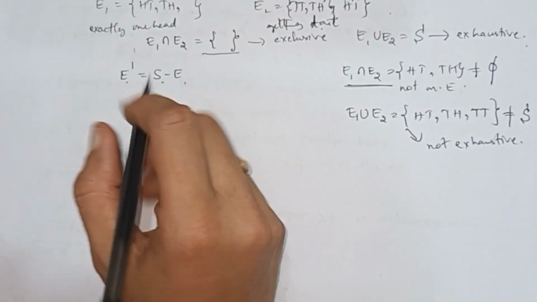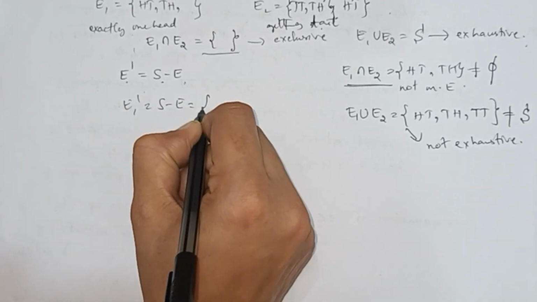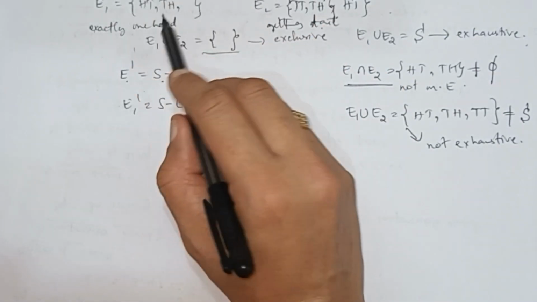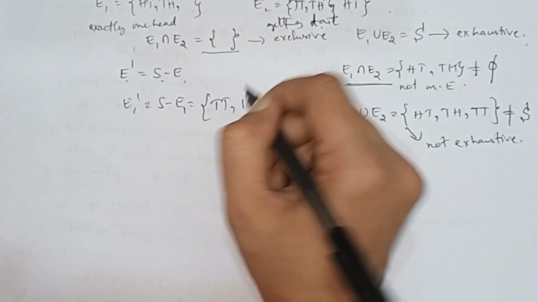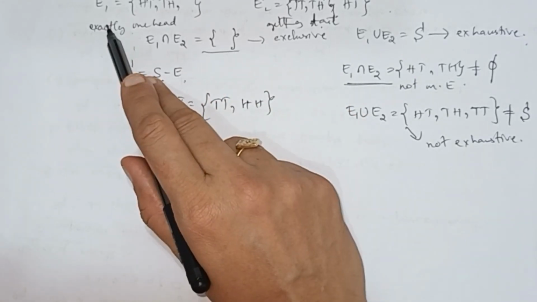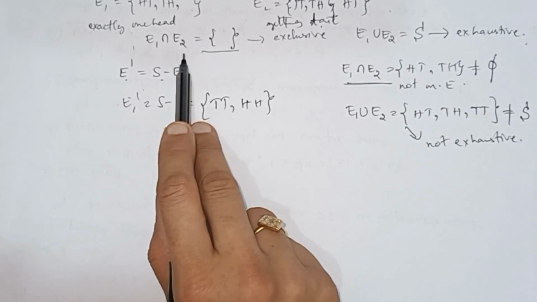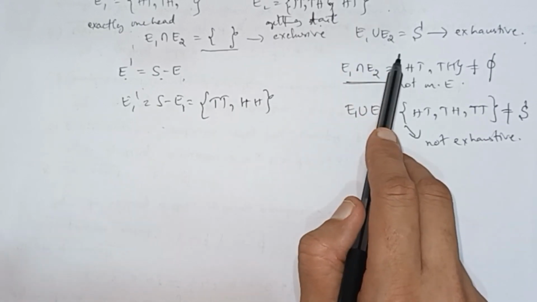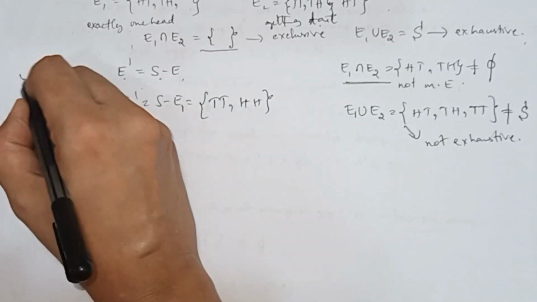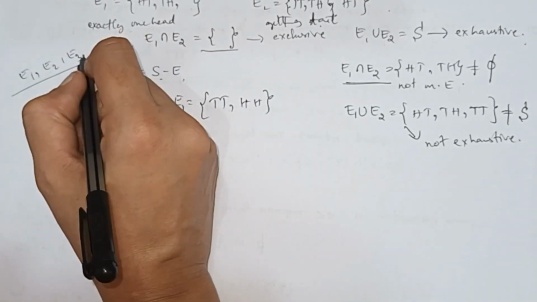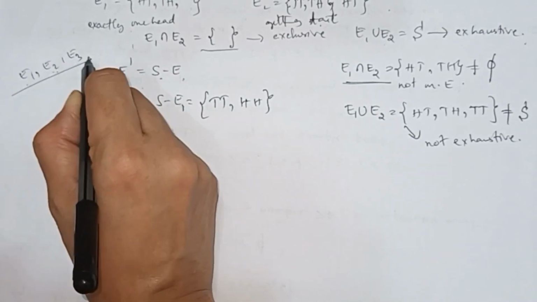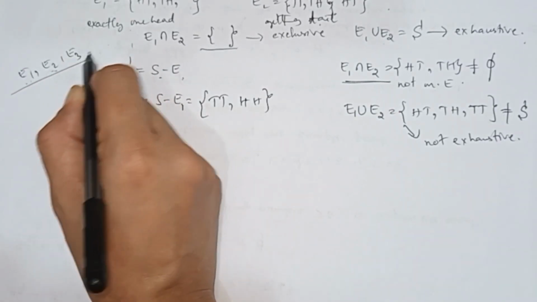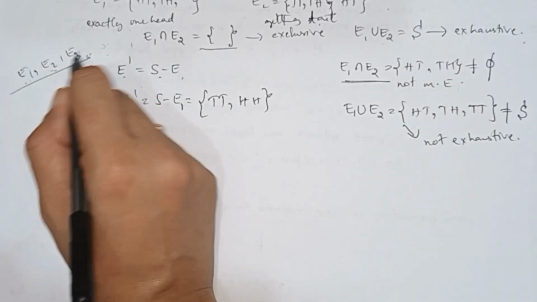So how do we find the complement of E1? E1 dash is equal to S minus E1. S is this set. S minus E1 means the elements which are not in E1, which are TT and HH. So this is the complement of E1. This is how we find the complement. Therefore, for exclusiveness, you find the intersection, and for exhaustiveness, you find the union of the given events. If more than two events are given, say three events E1, E2, E3, then to say they are mutually exclusive, E1 intersection E2 should be empty, E2 intersection E3 should be empty, and E1 intersection E3 should be empty. Then E1 intersection E2 intersection E3 must be empty. Only then can we say that these events are mutually exclusive.